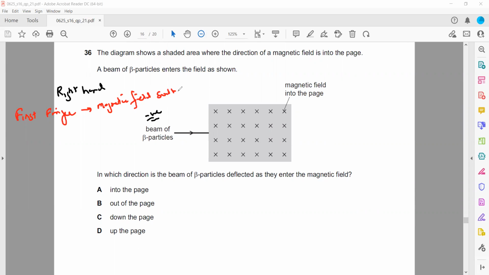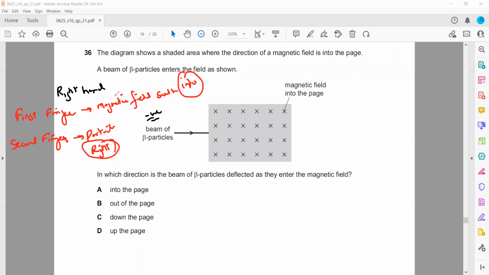South. So in this example, your index finger should point into, towards the screen. Your second finger will represent the direction the particle is moving. In this example, the particle is moving towards the right hand side, so your second finger should point towards the right hand side. So the index finger is pointing into the screen and the second finger is pointing towards the right.